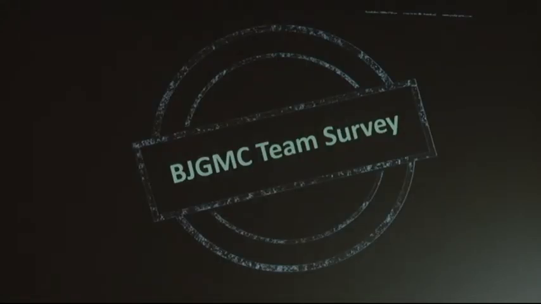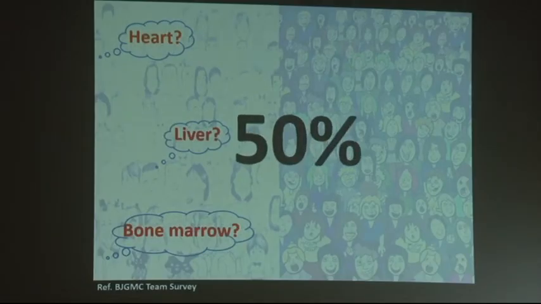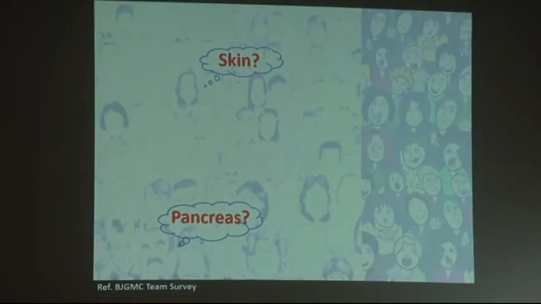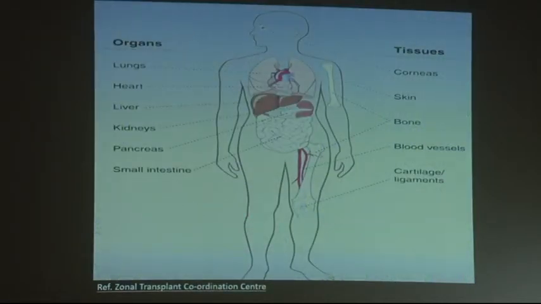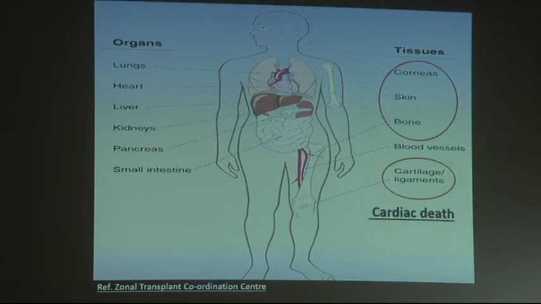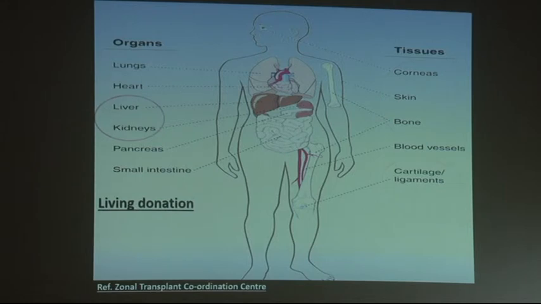We realized that 50% of the people did not know that heart, liver and bone marrow can be donated, while more than half the people did not know that skin and pancreas can be donated. Let's take a look at the organs which can be donated: lungs, heart, liver, kidneys, pancreas and small intestine. The tissues which can be donated include cornea of the eye, skin, bone, heart valves, cartilage and ligaments. All these can be donated in case of brainstem death. In cardiac death, most tissues can be donated, while in live donation, liver and kidneys are most commonly donated.